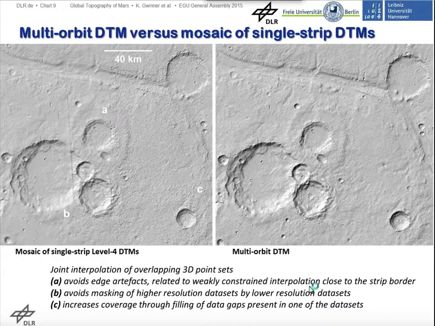You can see places where points from one orbit fill in gaps that were existing due to clouds or something in another one. So this is avoided. And of course, you always have the highest resolution point sticking out. This means you don't overlap a low resolution region over a high resolution part.